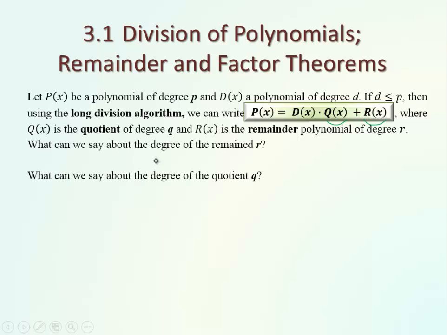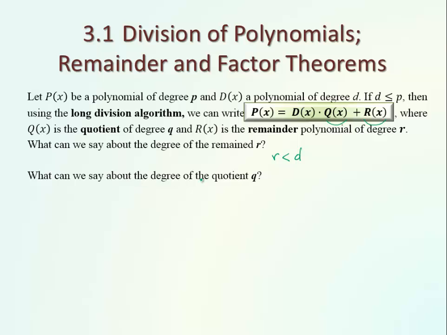What can we say about the degree of the remainder r? If the remainder has degree r, it definitely has to be smaller than the degree of the divisor, because otherwise we could fit some of the divisor inside r. So we can claim that r must be smaller than d. The remainder polynomial must be of lower degree than the divisor polynomial.